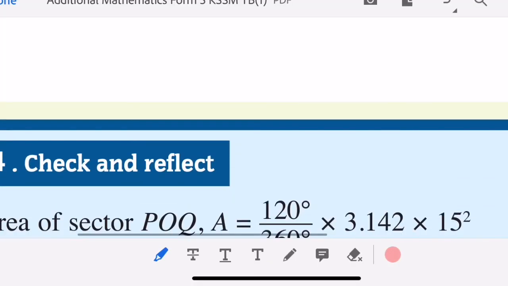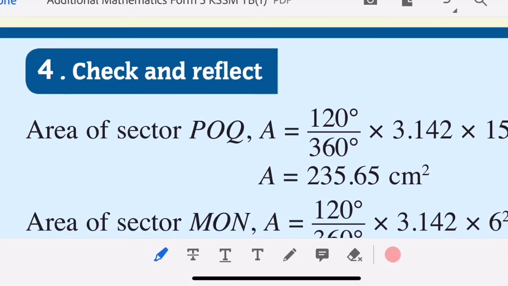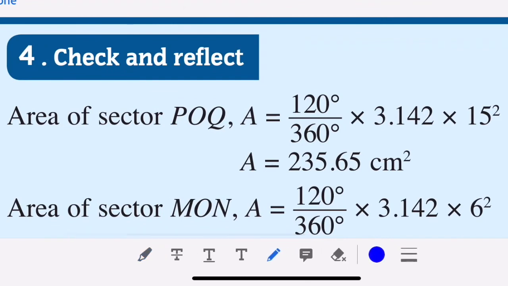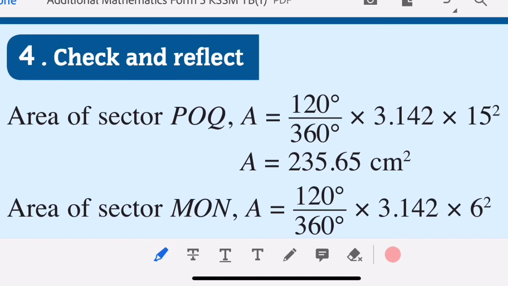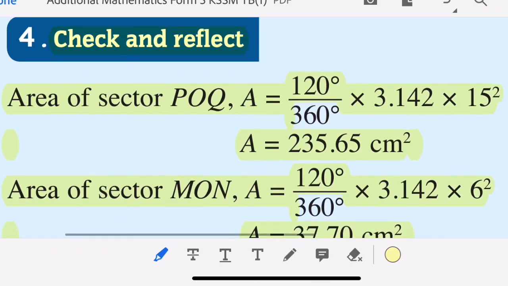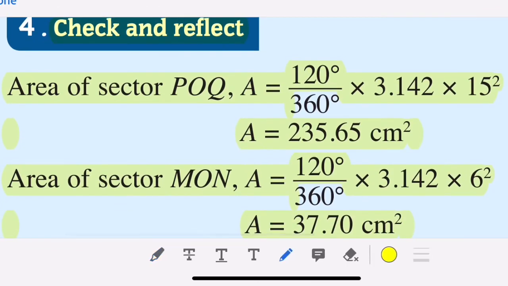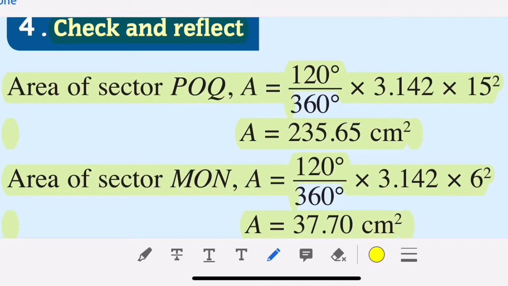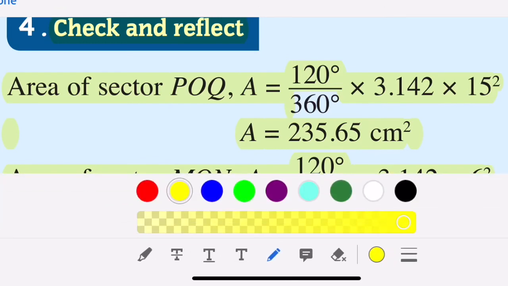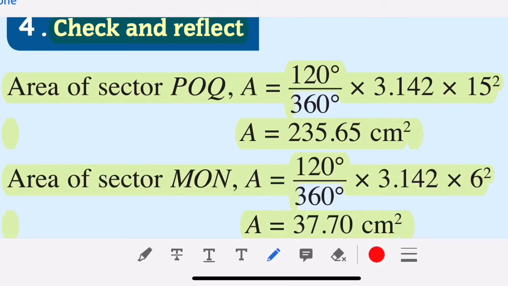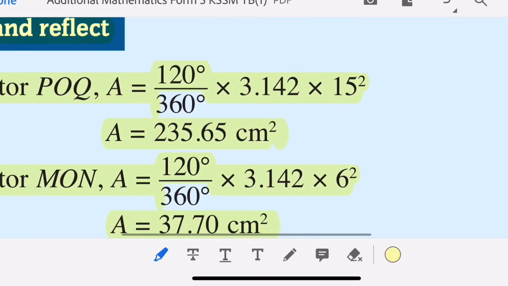The last step, check and reflect, right? So we have to use another alternative to check whether we are getting the right answer. You can always explore a different way of doing. So I'm going to use a Maths formula, theta over 360 times pi r square, right? So I use another formula to double check. The formula that we use in Maths can be used here.